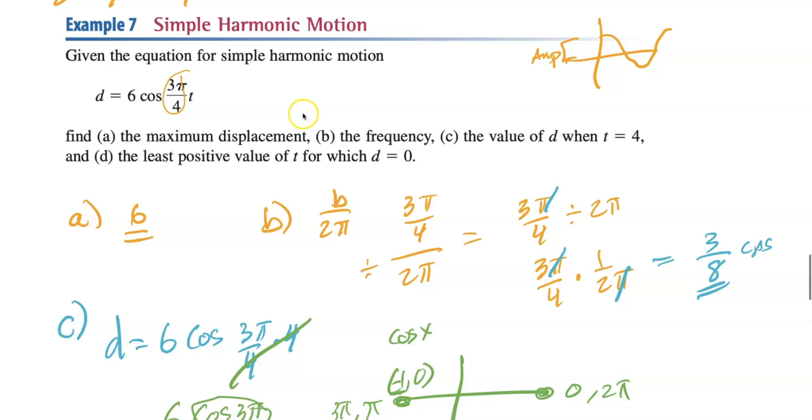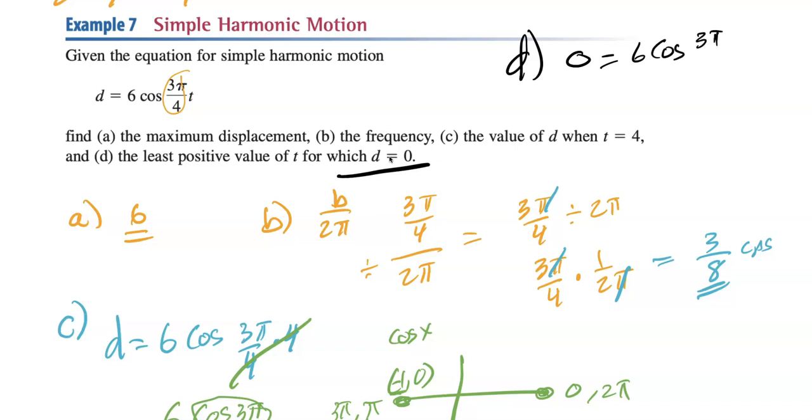And then, find the least positive value of t when d equals 0. So it's kind of opposite, like backwards. For this, they want to plug in 0 for d. Sorry. 0 equals 6 cosine of 3 pi over 4 t. Now, we actually haven't learned how to solve that yet. That's a skill we're going to learn in the future, how to solve trig functions. For now, we'll let the calculator handle it. We're just going to graph it and find the first time it equals 0.